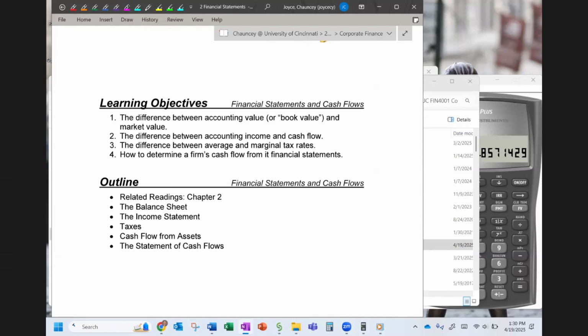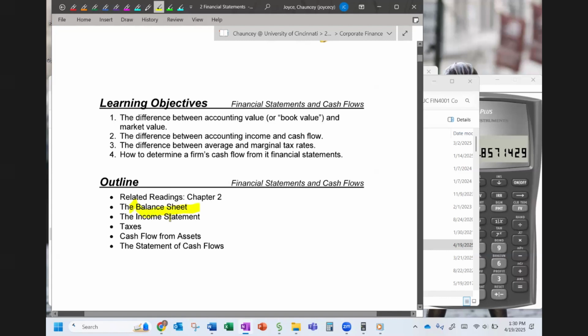So in this unit, we're going to look at the balance sheet. We're going to look at an income statement. We're going to understand taxes, free cash flow, also called cash flow from assets, and then we're going to wrap up with the statement of cash flows.